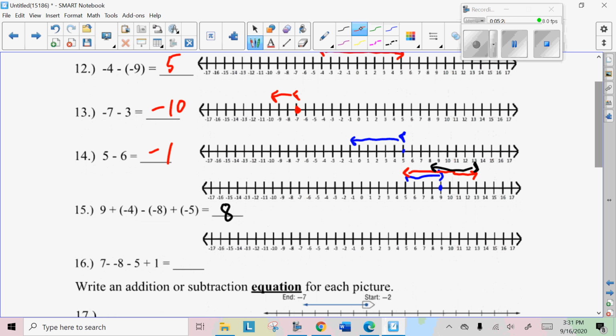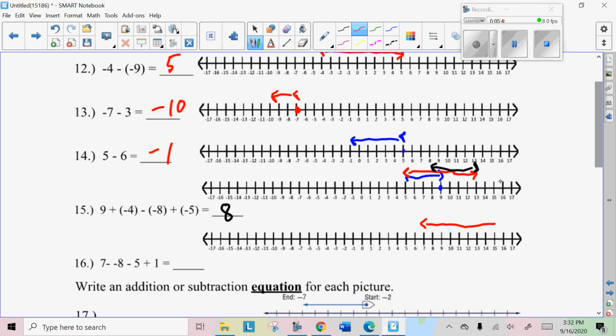So these can be kind of tricky. I'll do number 16 with you. We start at 7. And since I'm subtracting, my nose is facing this way. And we're subtracting a negative, which means I need to go backwards 8. So that brings me to this spot at 15.